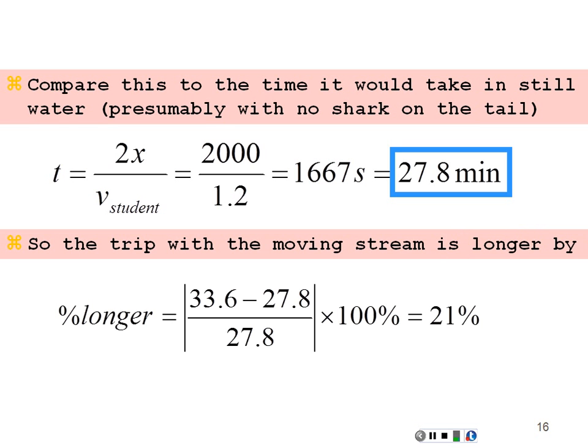So the difference between the moving stream in this case and the still stream is 33.6 minutes minus 27.8 minutes, over our control of 27.8 minutes, times 100%, or 21%. So it took us 21% longer because the stream was moving in this case. But we could imagine a case where it would be infinitely percent longer if the stream were moving too fast. That completes the second lecture in Chapter 4 on centripetal acceleration and relative velocity, the Galilean transformations.